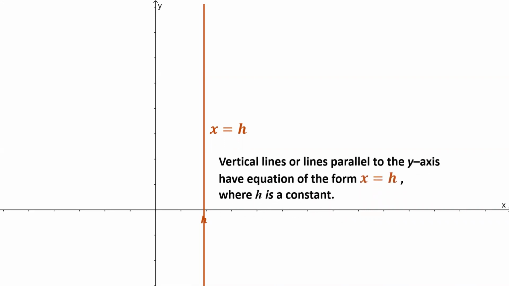Let us consider the value of x as h. If a vertical line is crossing the x-axis at h, the equation of that line is x is equal to h. We now know that vertical lines or lines parallel to the y-axis have equation of the form x is equal to h, where h is a constant.